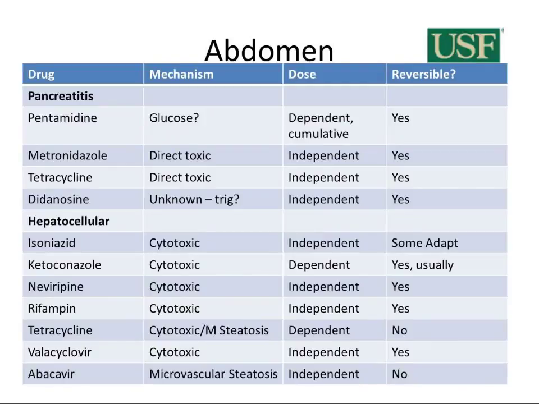Metronidazole has penetration into the pancreas, so pancreatitis for metronidazole due to direct toxicity is different from the hypothesized mechanism for pancreatitis due to pentamidine, which needs accumulation of the dose over time and is likely really secondary to side effects on glucose or adenosine, maybe triglycerides.